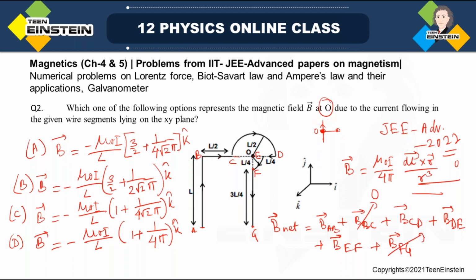FG also will be 0. Look, this FG also is having 0 angle between dL and r, the current element and the vector distance. And another component is this DE. This DE also will contribute nothing. So these three segments will contribute nothing at the point O.